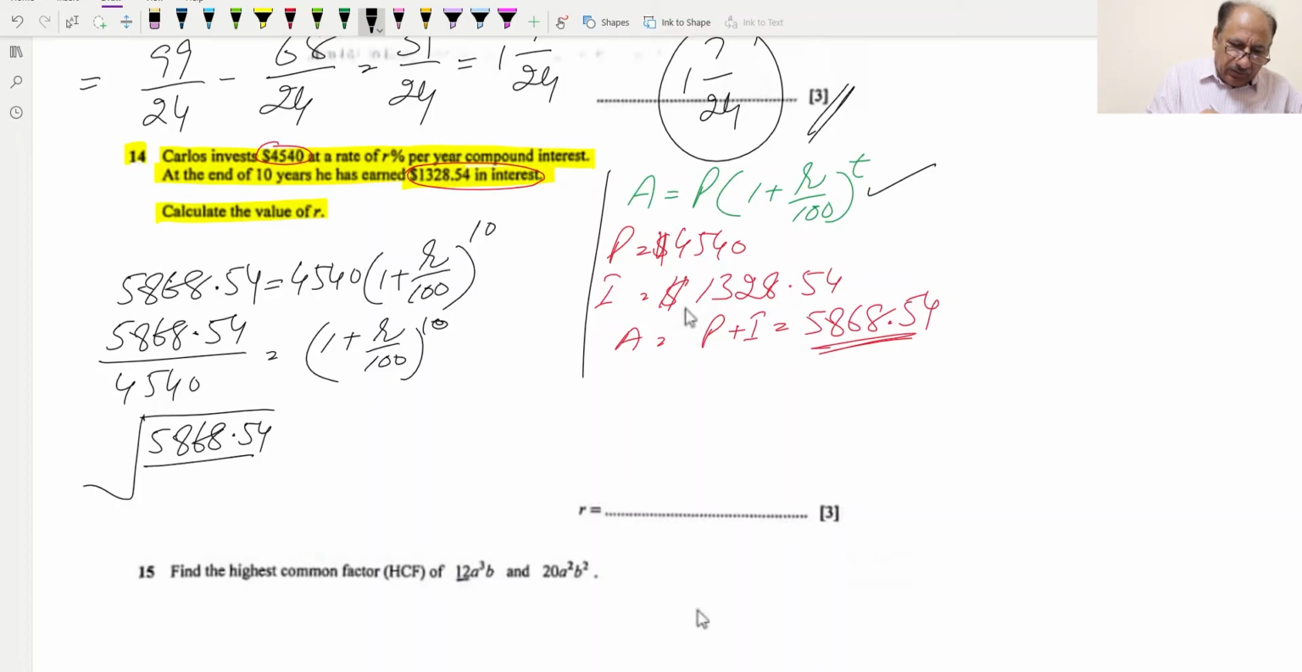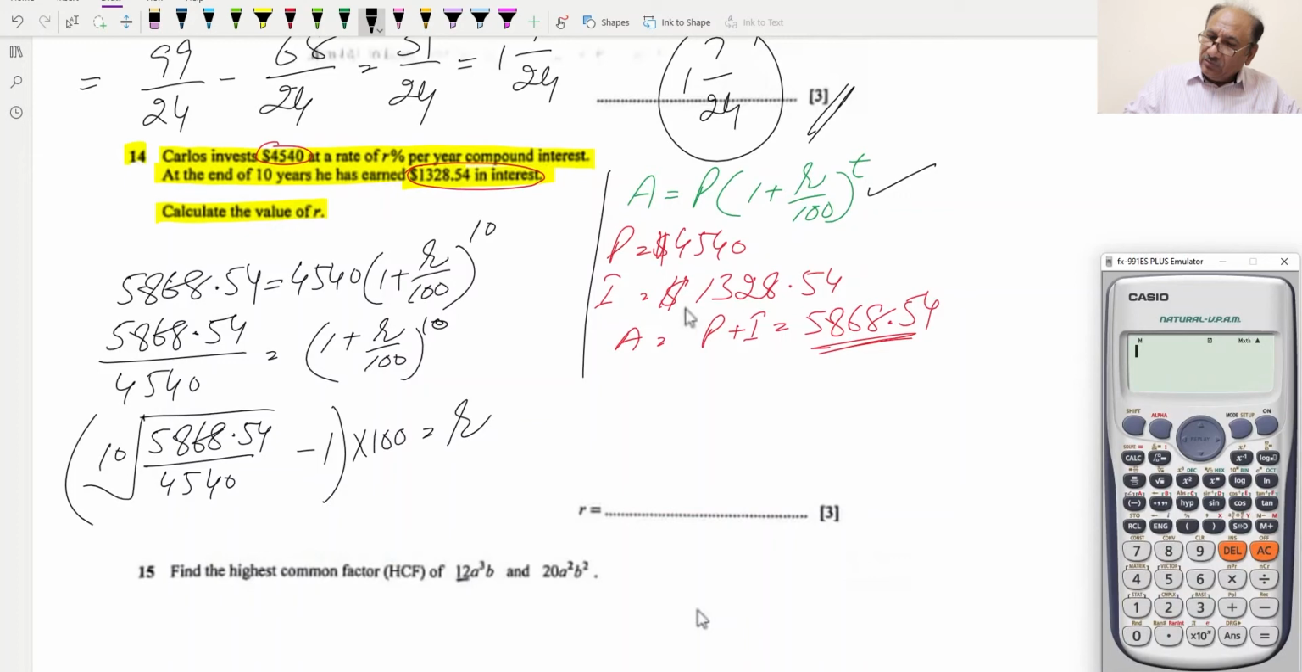5868.54 divided by 4540, and this will be the 10th root, and 1 also we can shift to the other side, so it will be -1, and when we shift 100 it will be multiplied by 100 also, and this side will be equal to r. Hopefully you understood this. Now we can calculate this r value, and this will be in brackets.